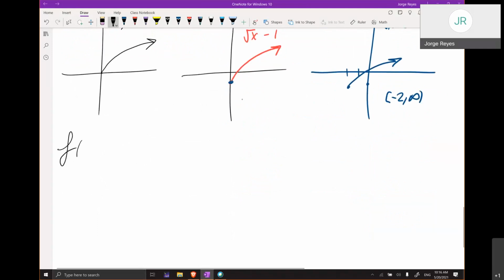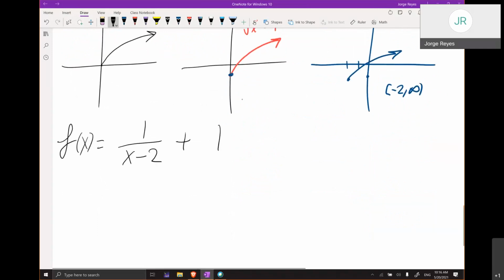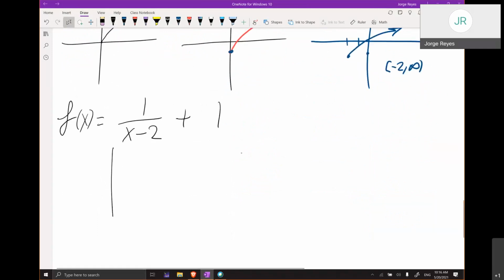Okay, so let's do this example with 1 over x minus 2 plus 1. Here I have the reciprocal function, which is this. But remember I said that really what I do is I move around the asymptotes. So this purple thing is what I'm actually going to move to the right 2 and up 1.